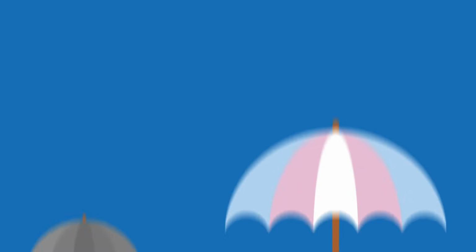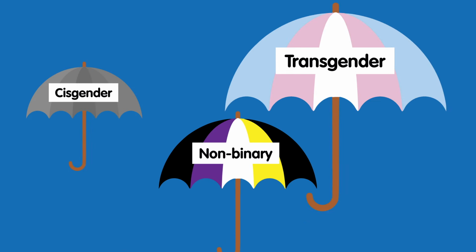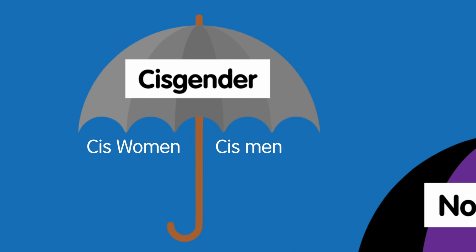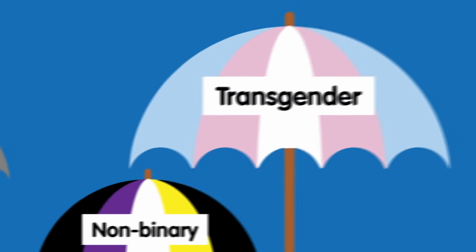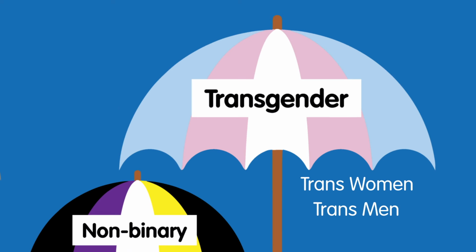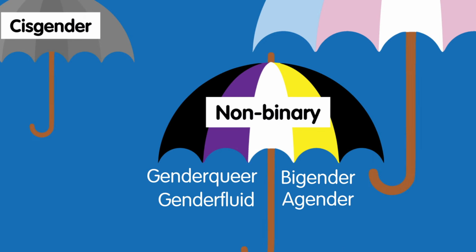To put this into perspective, we have here the cisgender and the transgender umbrellas. Under cisgender, we have cis women and cis men, and this simply means people who identify with what they were assigned at birth. Under the trans umbrella, we have trans women and trans men, as well as non-binary identities. A non-binary identity means that somebody does not identify with strictly just being a man or a woman. Some words for this are genderqueer, gender fluid, bigender, and agender.